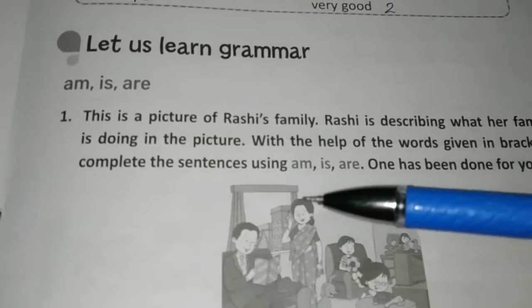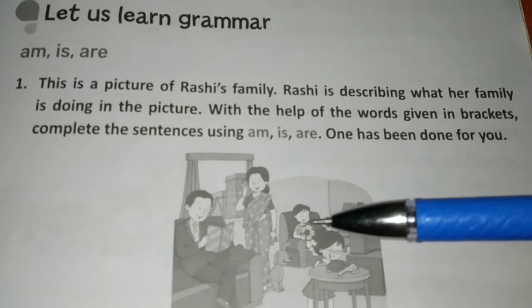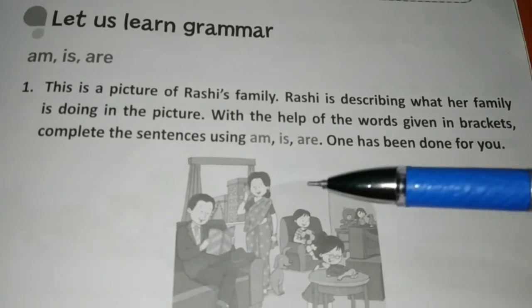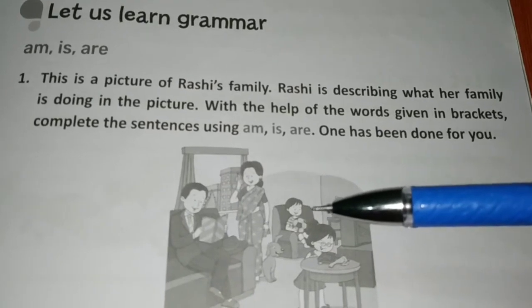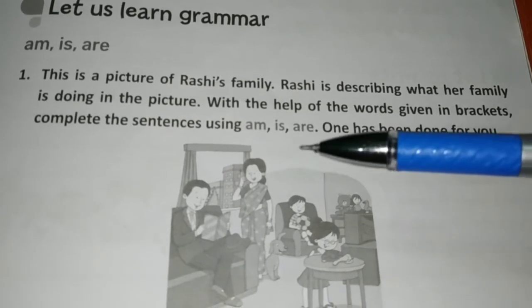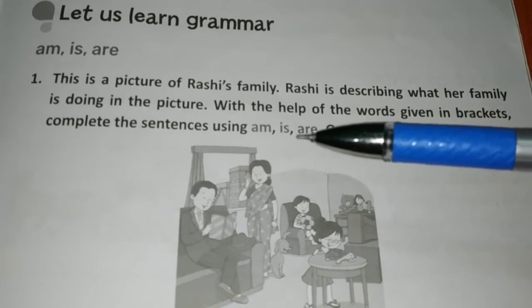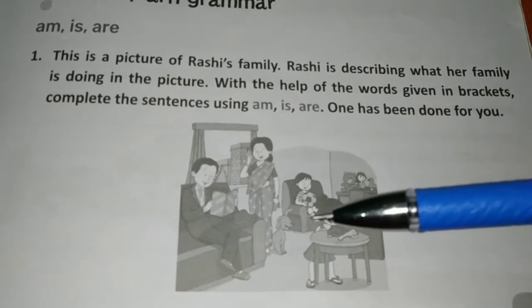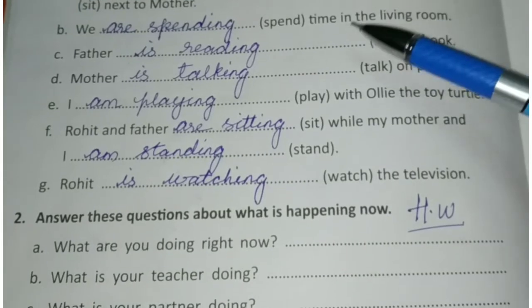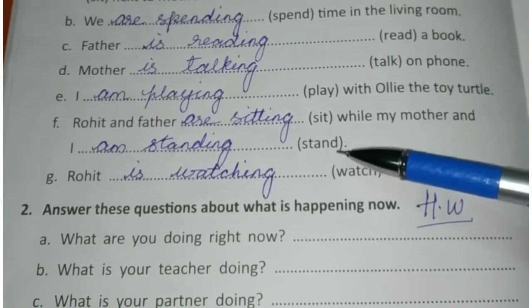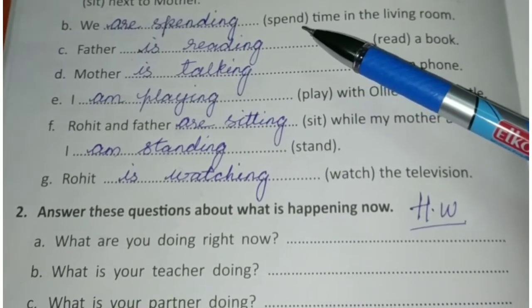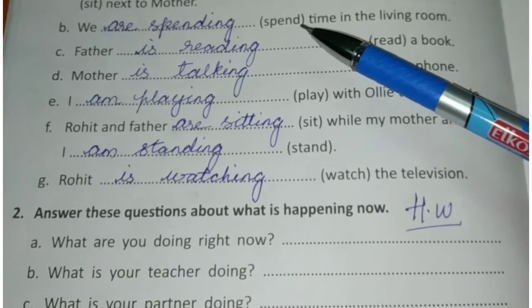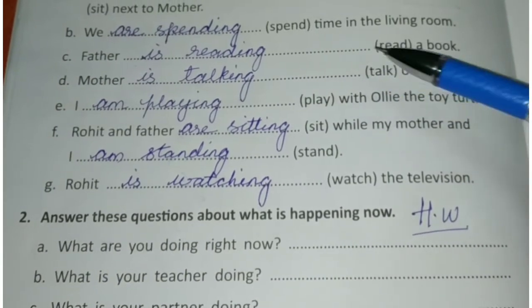So here you can see picture of Rashi's family. Rashi is describing what her family is doing in the picture. With the help of the words given in bracket, complete the sentences using am, is, are. So you can see the picture here. Here you can see the description of that picture. So you have to use helping verbs plus the main verb which is given in the bracket and add ing with these words in the bracket.